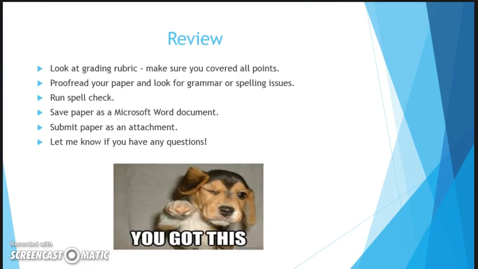And then on our last slide, don't forget to review. Be sure to look at the grading rubric. It's right there next to the instructions. Proofread, save as a Word document, and submit it as an attachment.